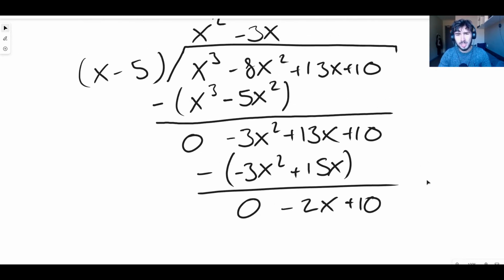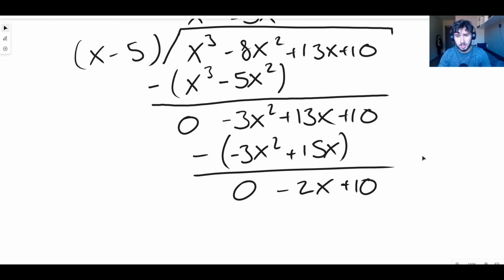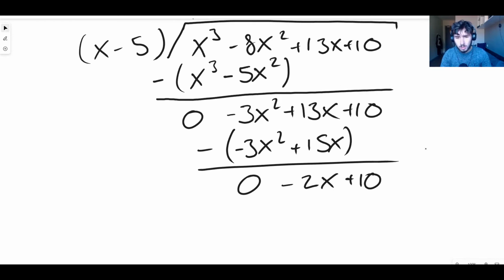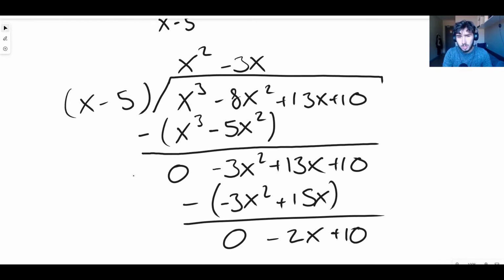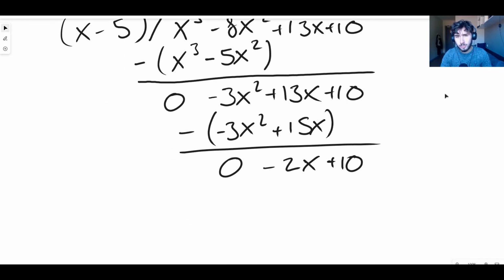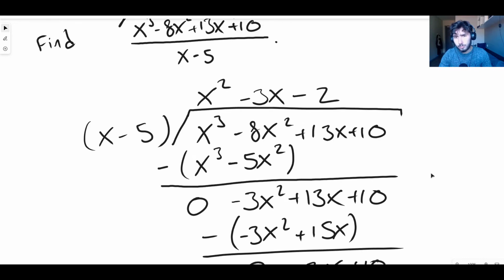And once again, we do the exact same thing on the minus 2x plus 10. So minus 2x divided by x is minus 2, because the x's cancel out when they divide. And then we do minus 2 times x minus 5, all of it.